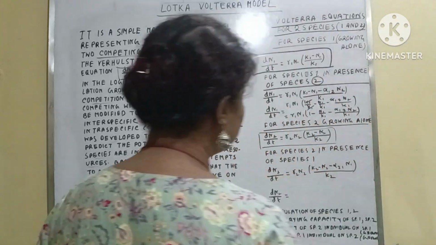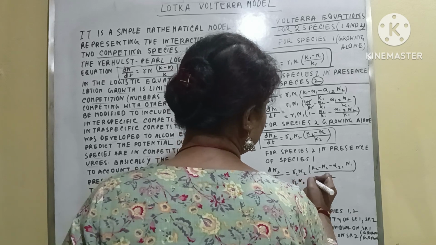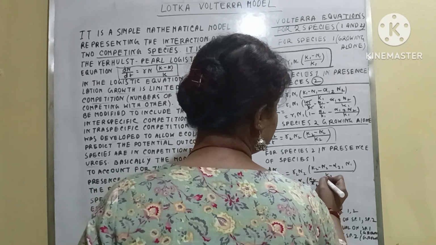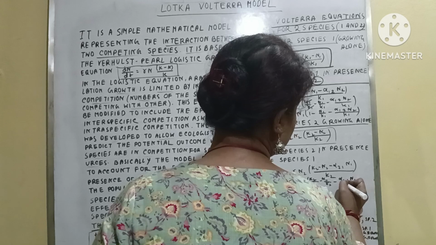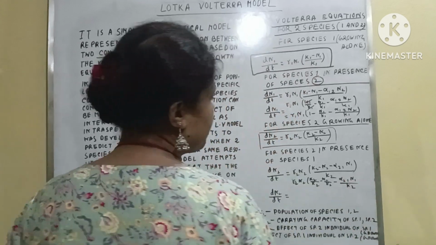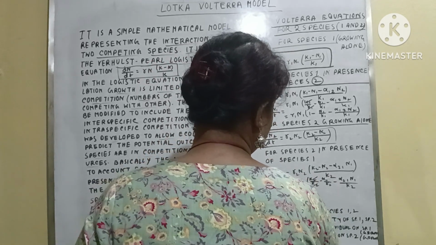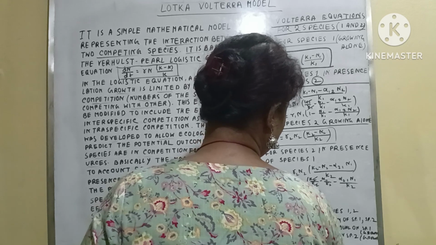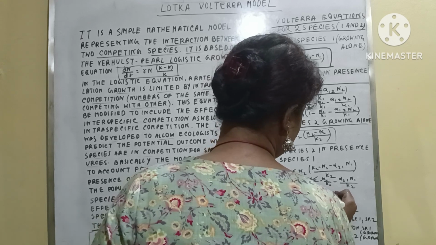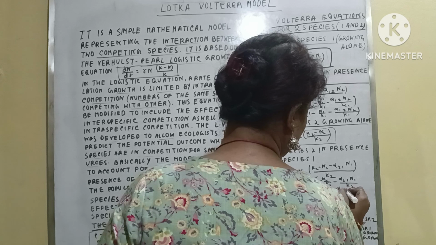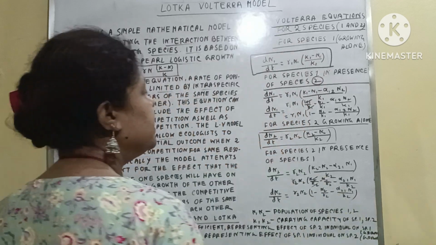Okay, so in that situation, we have to simplify this one. So r2 into k2 by k2 minus n2 by k2 minus alpha 2 1 n1 by k2. Here k2 and k2 both are cancelled. So alpha 2, r2 into 1 minus n2 by k2 minus alpha 2 1 n1 by k2. This will be the equation.